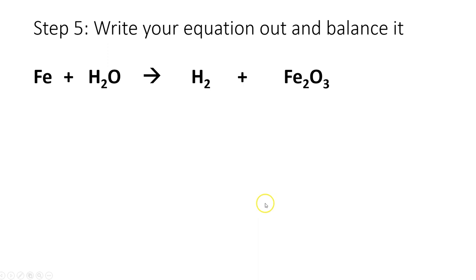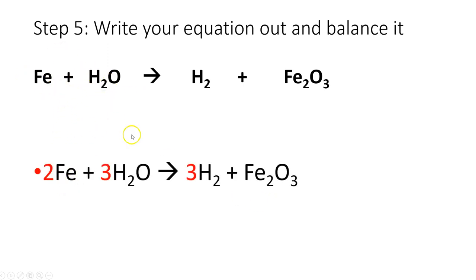And finally, we just have to balance the equation. So I'll put a 2 in front of iron here, a 3 in front of water, a 3 in front of hydrogen, and Fe2O3 remains the same. And when we check at the end, we see that we have 2 iron, 2 iron. 6 total hydrogens, 6 total hydrogens, 3 oxygens, and 3 oxygens, so it's balanced and we are good to go.